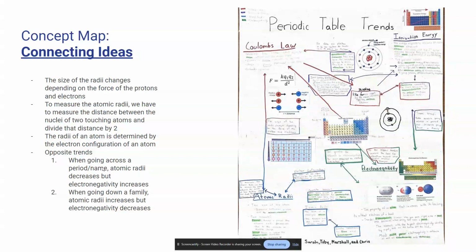To measure atomic radii, we have to measure the distance between the nuclei of two touching atoms and divide that distance by 2. The radii of an atom is determined by the electron configuration of an atom. There are opposite trends here. One, when going across a period, atomic radii decreases, but electronegativity increases. Two, when going down a family, atomic radii increases, but electronegativity decreases.